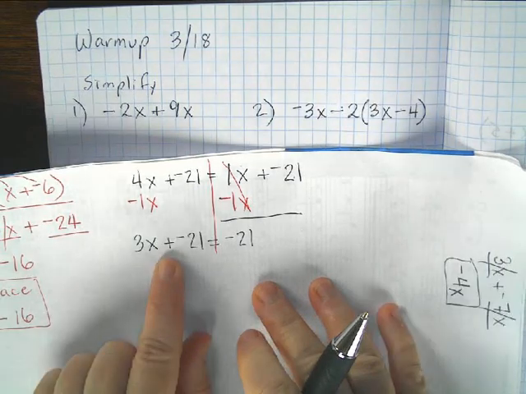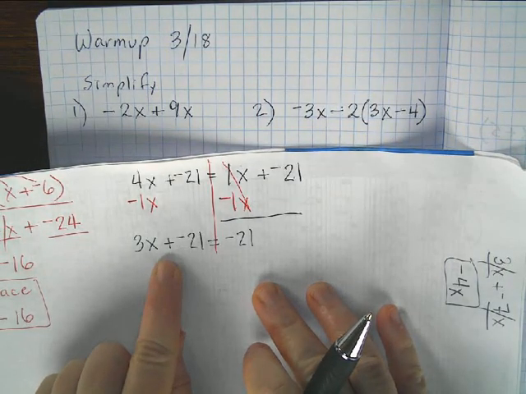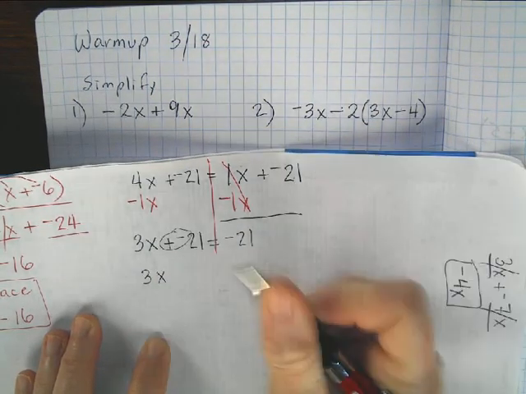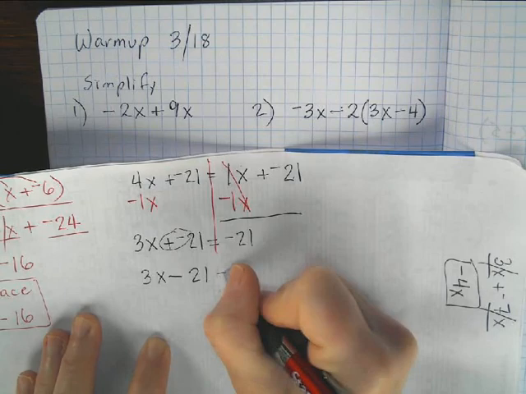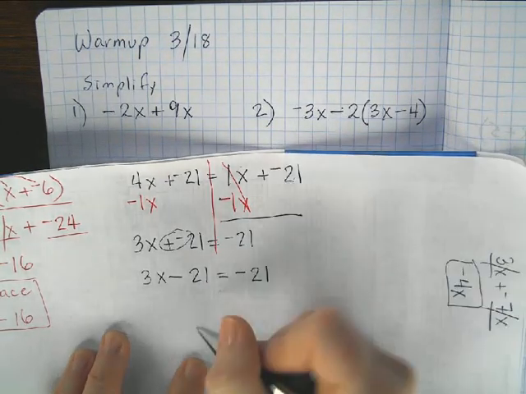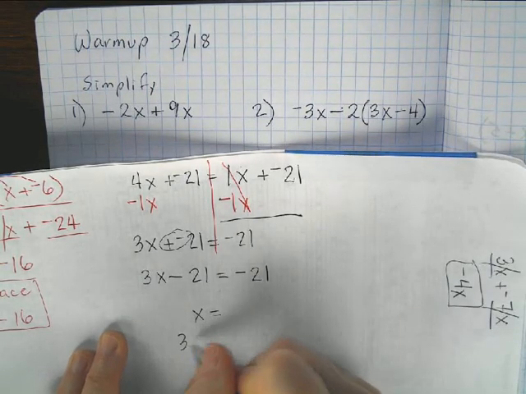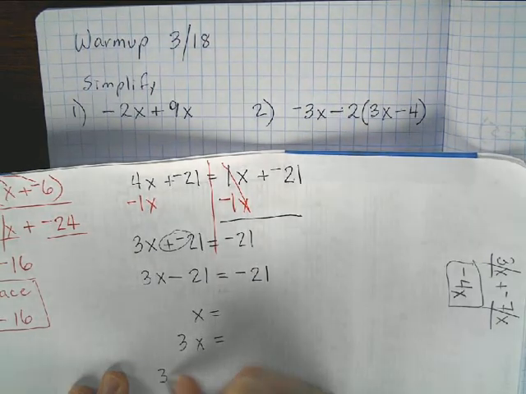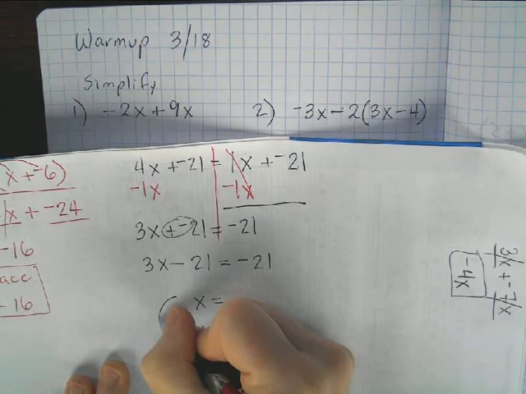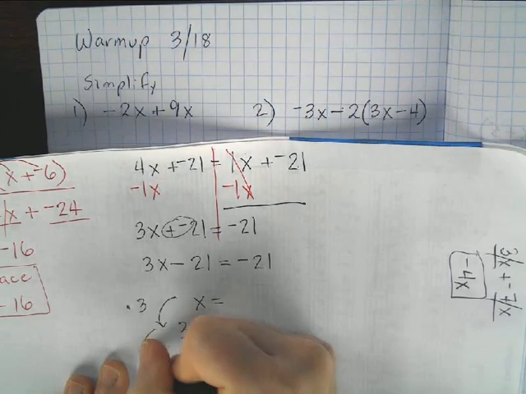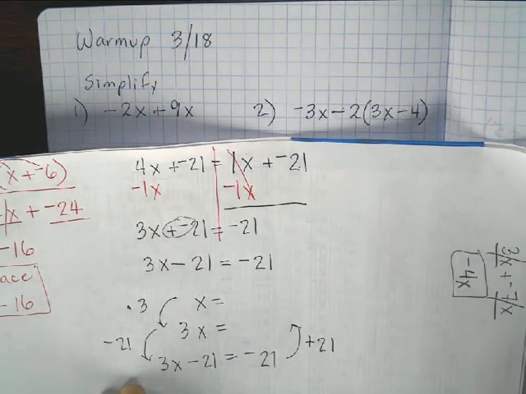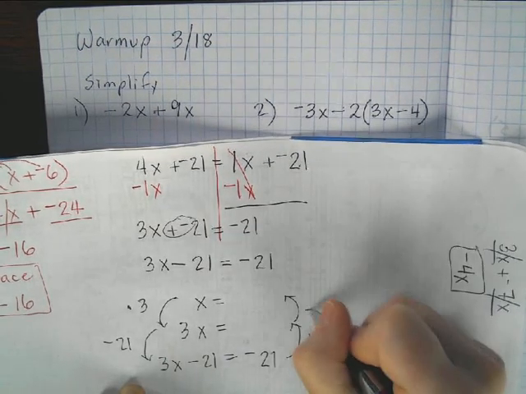Okay, now this can be a little confusing when we're solving. So remember, we can write plus a negative as just minus. 3x minus 21 equals negative 21. Okay, so now I'm ready to deconstruct. X equals 3x equals 3x minus 21 equals negative 21. Multiply by 3. Minus 21. So on this side, I have to plus 21, and I have to divide by 3.